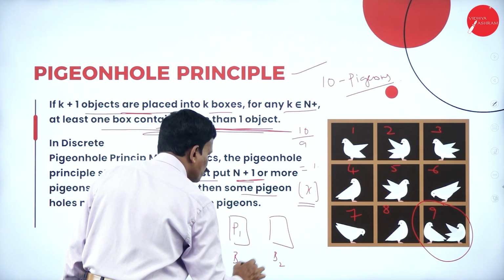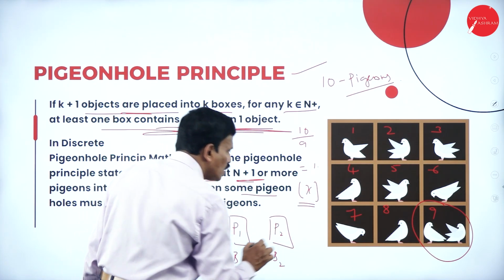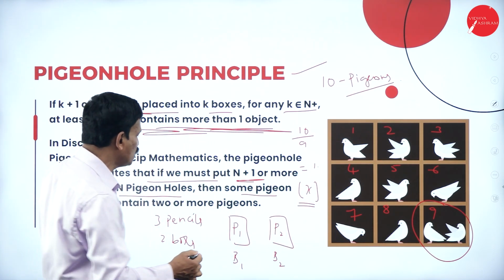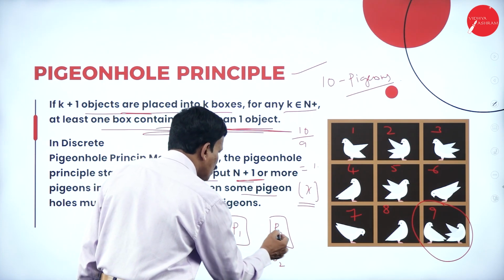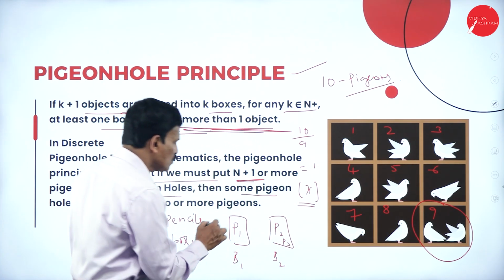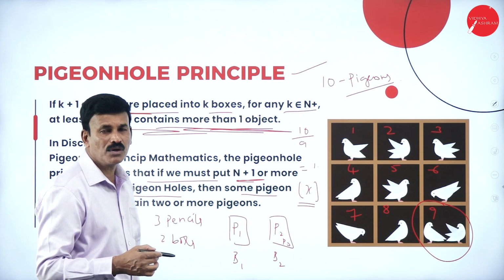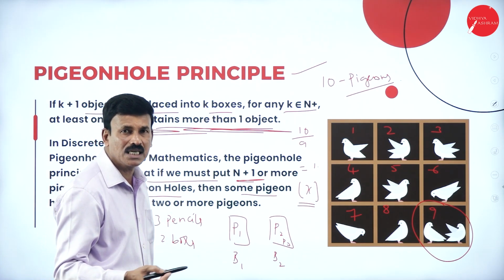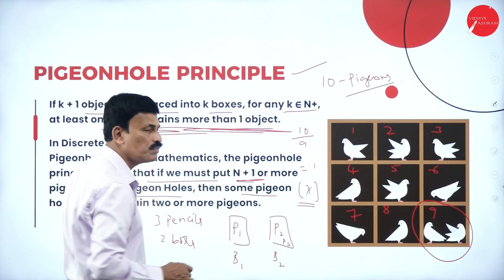We can put P1 here and P2 here. And one more pencil is left that can be placed in either box. So that means of these 2 boxes, one of the boxes will contain more than 1 pencil. That is called the pigeonhole principle.